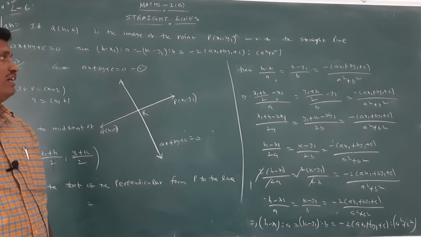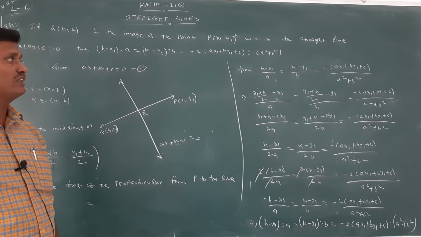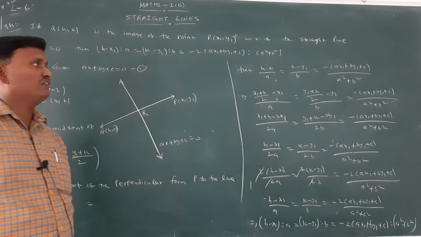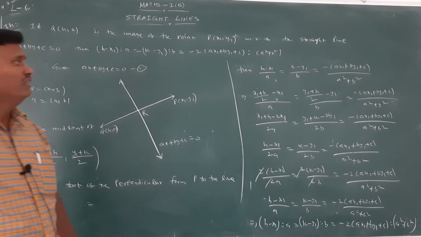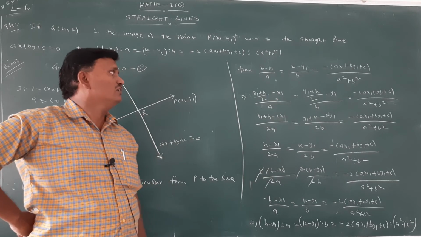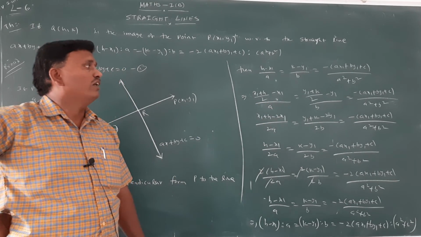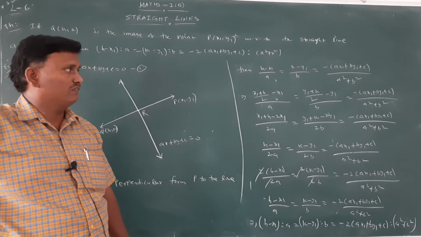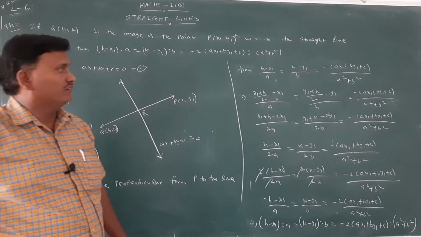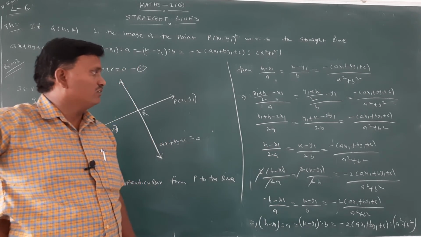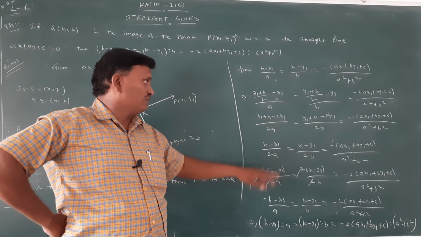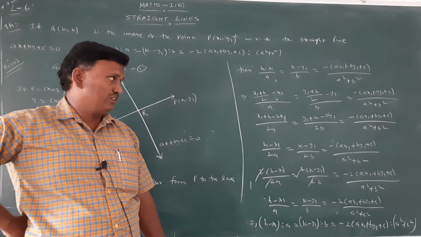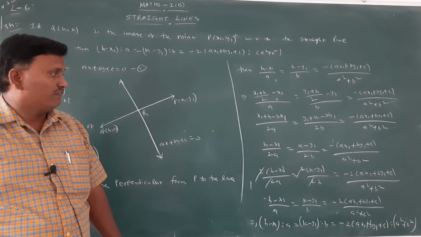Substituting, ((x1 + h)/2 - x1)/a = ((y1 + k)/2 - y1)/b = -(ax1 + by1 + c)/(a² + b²). Taking the LCM: (x1 + h - 2x1)/(2a) = (y1 + k - 2y1)/(2b) = -(ax1 + by1 + c)/(a² + b²). So (h - x1)/(2a) = (k - y1)/(2b) = -(ax1 + by1 + c)/(a² + b²).